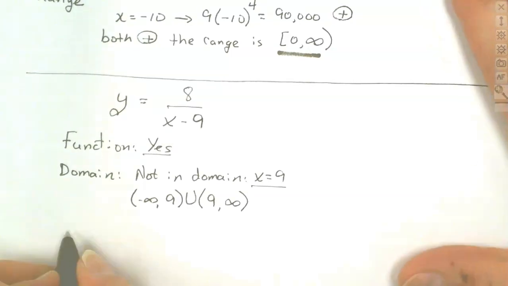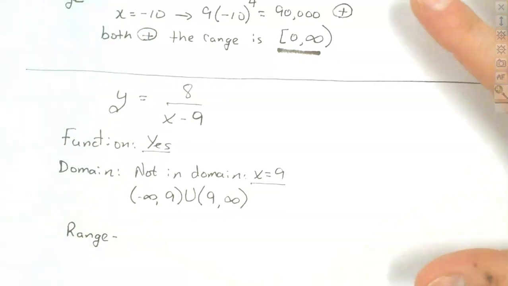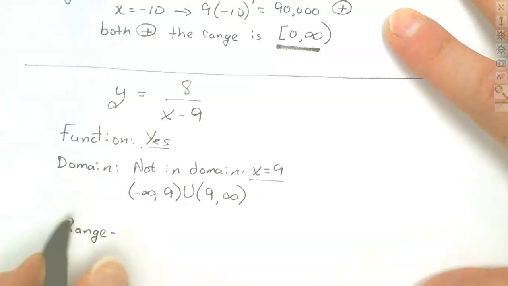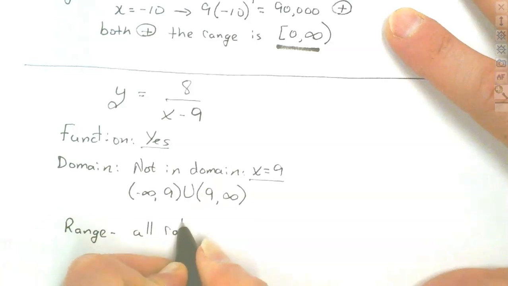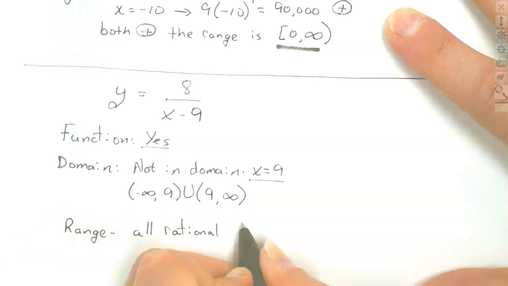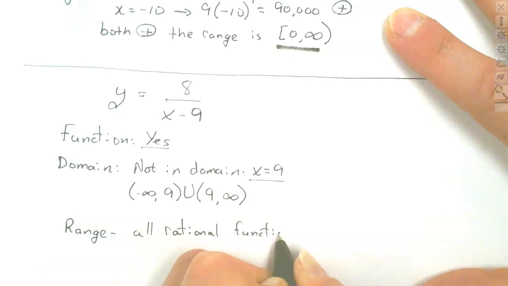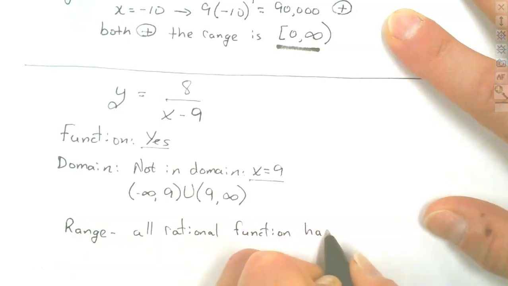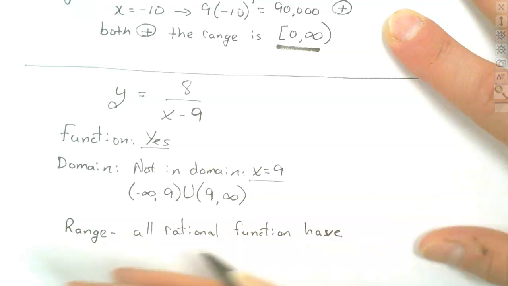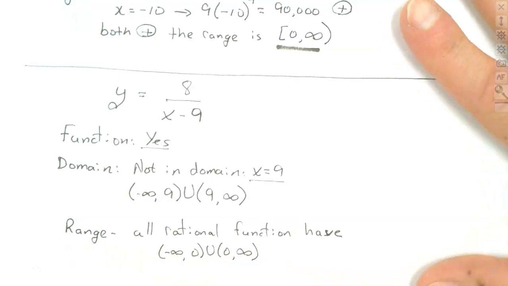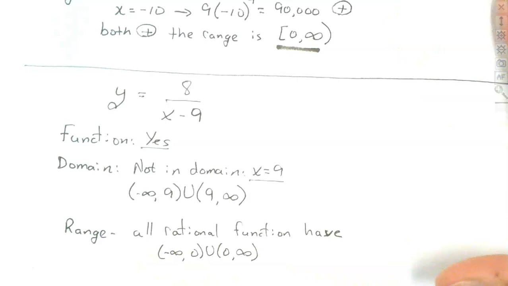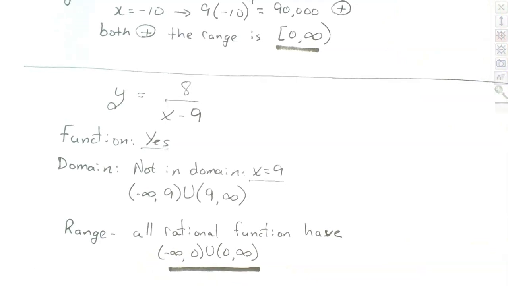We're not going to have to check numbers for the range, because for the range, all these rational functions have the same range. So all rational functions have negative infinity to 0, union 0 to infinity for the range. So all rational functions have that for your range.